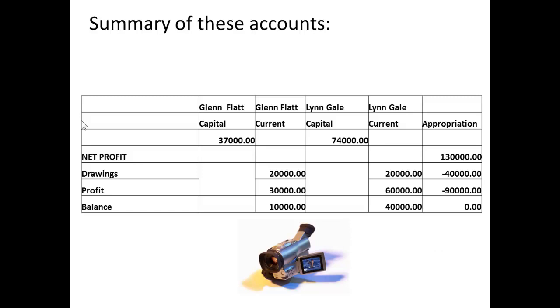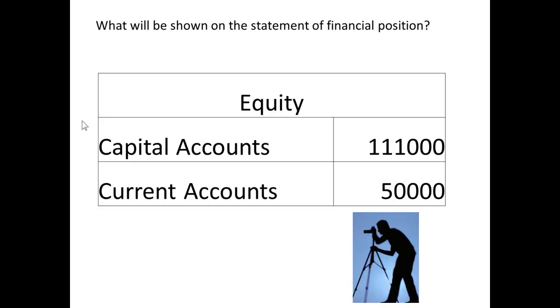I can summarize that here, and you can see that what I've done is an appropriation account right at the end to show the net profit was 130,000, of which 40,000 went out as drawings or partner salaries, 90,000 was profit which was divided between the two partners. And on the statement of financial position then, under equity, we will simply show those two accounts, the capital accounts with a balance of 111,000 and current accounts with a balance of 50,000.